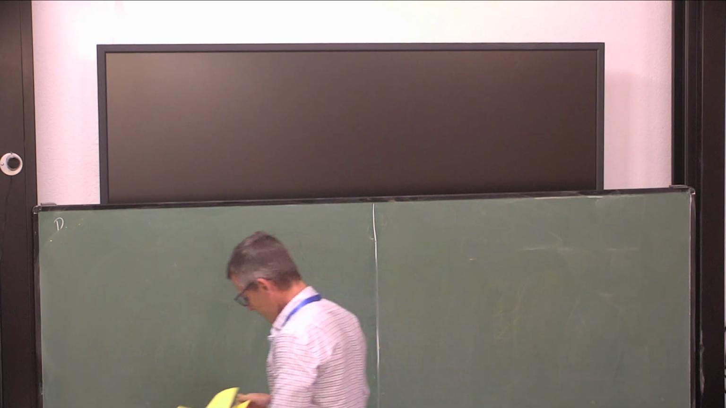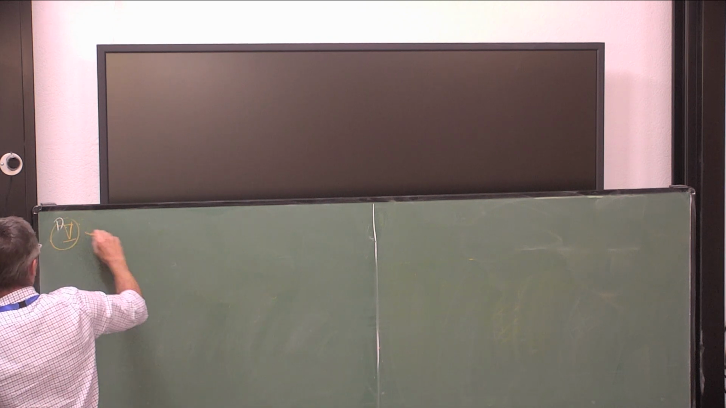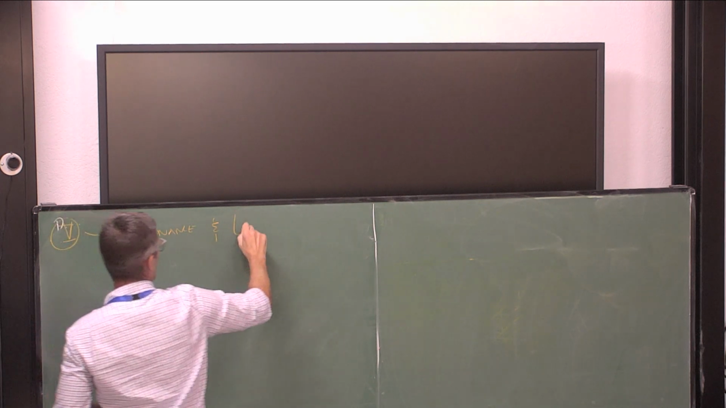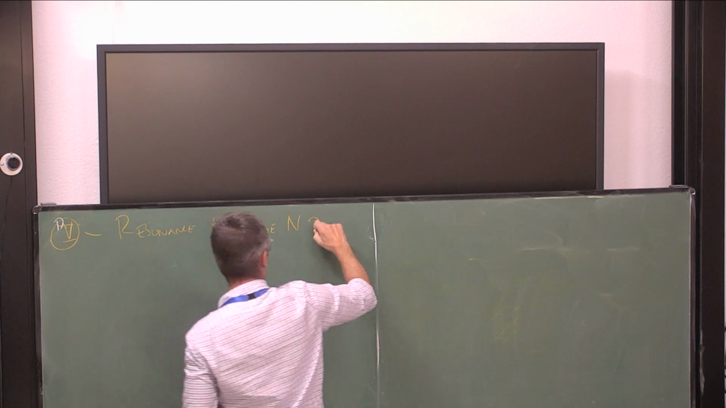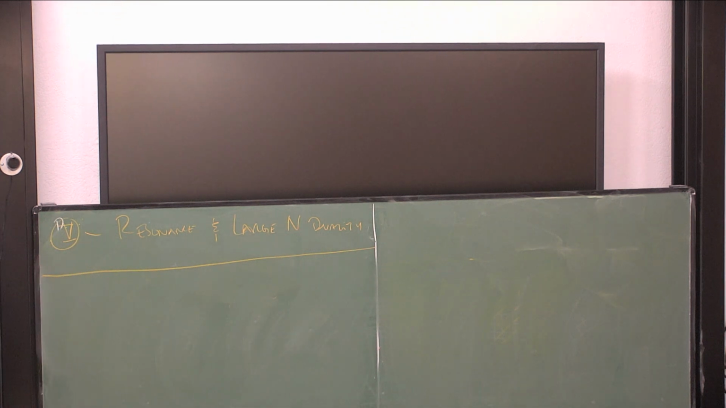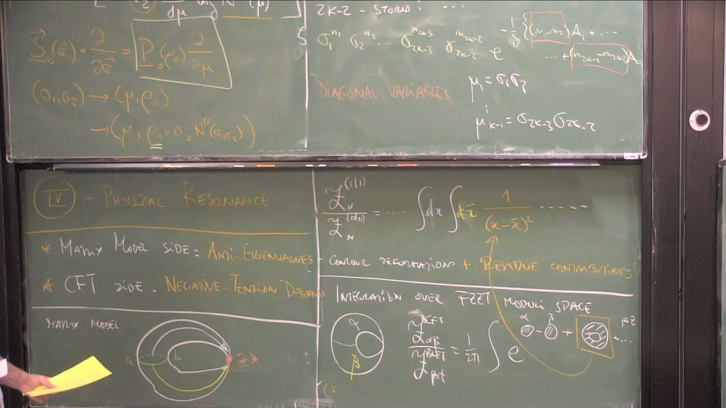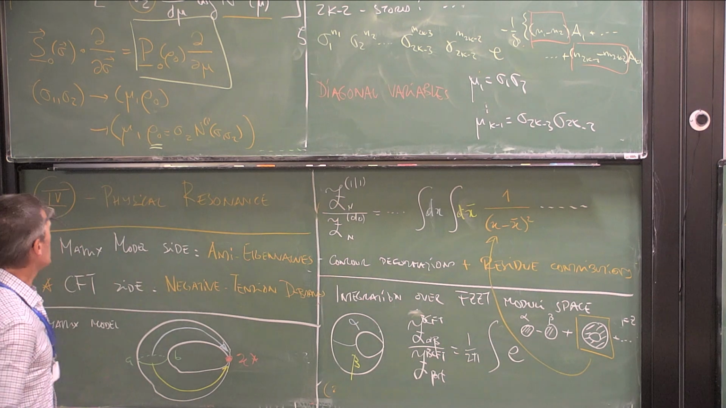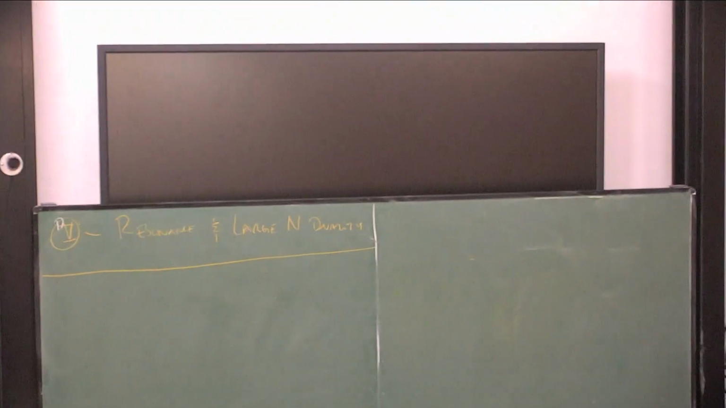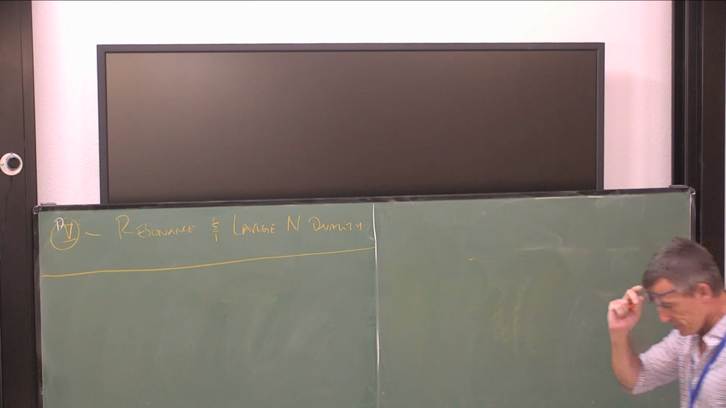All right, so last point. Resonance and large N duality. So now we have this trans-series, and you can ask, what are the implications of these things? We know that the trans-series are resonant. We know that they're resonant because you either have to consider both eigenvalue and anti-eigenvalue tunneling, or you have to consider both D-branes and negative tension D-branes. Does this have any further physical consequences?